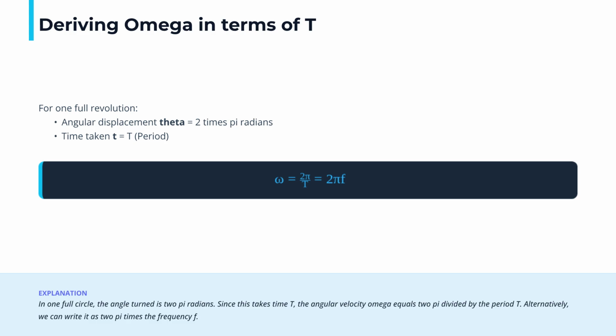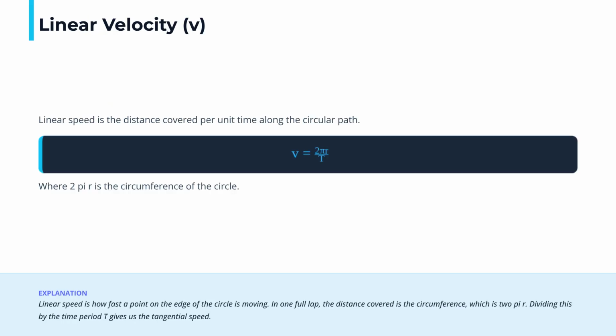Since this takes time T, the angular velocity omega equals 2 pi divided by the period T, or 2 pi times the frequency f. Linear speed is how fast a point on the edge of the circle is moving. In one full lap, the distance is the circumference, 2 pi r. Dividing this by the time period T gives us the tangential speed.